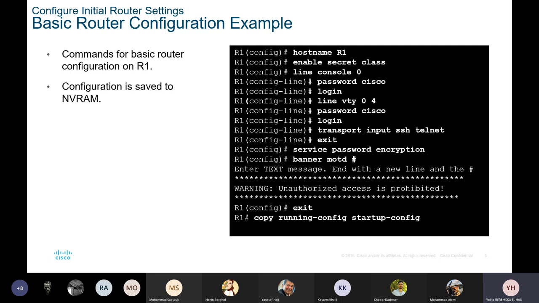Unfortunately, there are some small errors during the course somewhere, but I'm going to remind you what is proper. So finally, we write exit. And as I said, we're going to the privileged user mode, R1. After this, we write copy running-config startup-config. So all this information will be saved into the NVRAM of the router. NVRAM is actually non-volatile RAM, like it's written here, but as a type of memory, it is EEPROM.